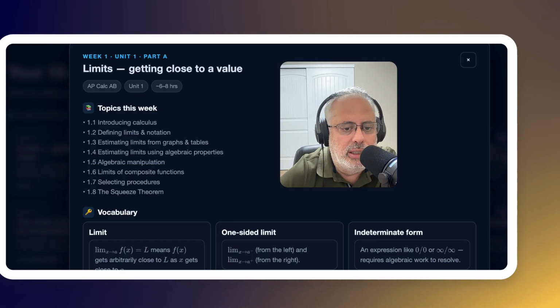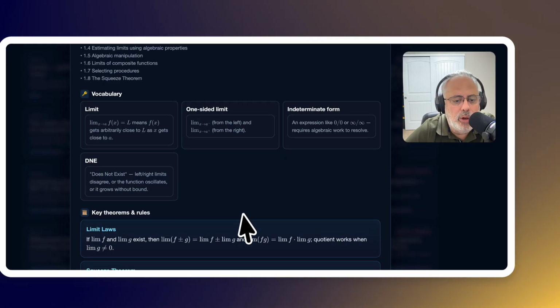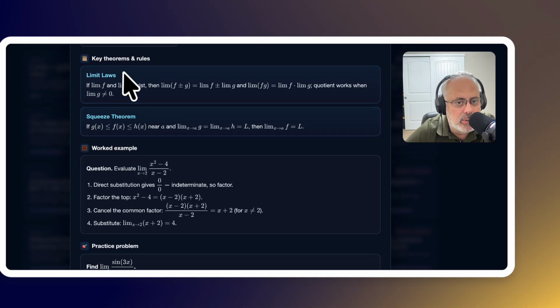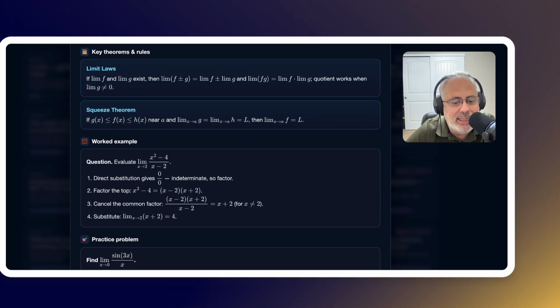So we have here the definition of limit, the one-sided limit, the indeterminate form, the limit does not exist at all. And we have here, for example, key theorems and rules like the laws of limits, the squeeze theorem, a working example right here, and a practice problem with the answer.